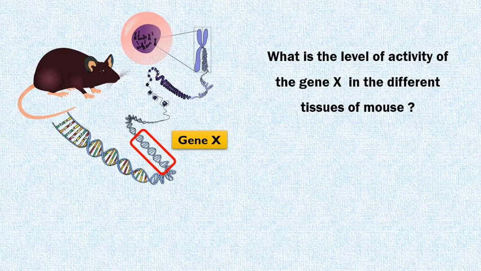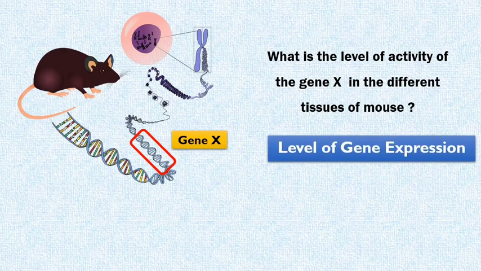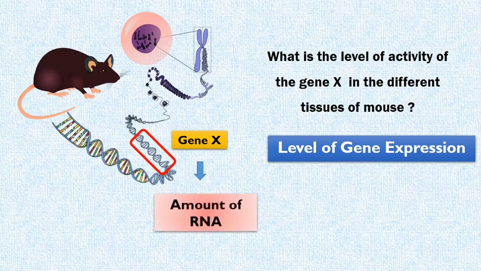By the term active, I mean, at a given time, how actively this gene is transcribed. In biological vocabulary, we want to study the level of gene expression in each case. The level of gene expression can be easily determined if we find out the amount of RNA transcribed from gene X in each tissue.